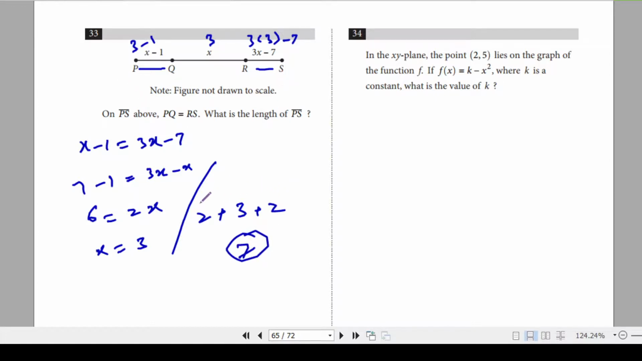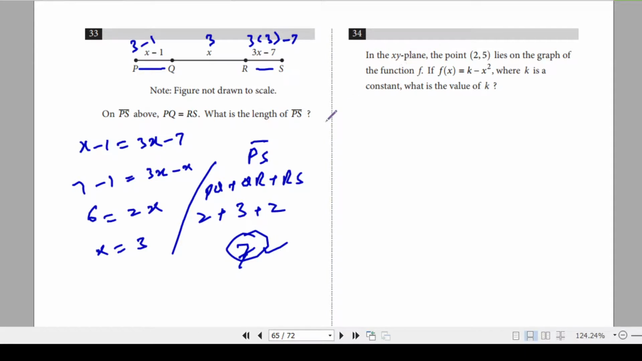Okay. So this 2 is PQ. And this is QR, 3. And this is RS. Well, it's PS collectively. That is 7. The answer is 7.